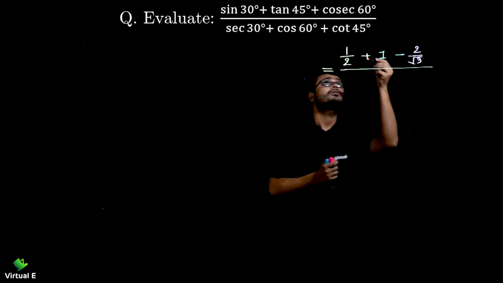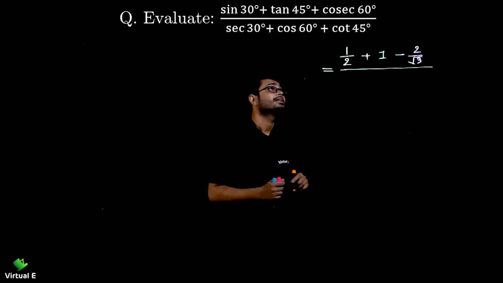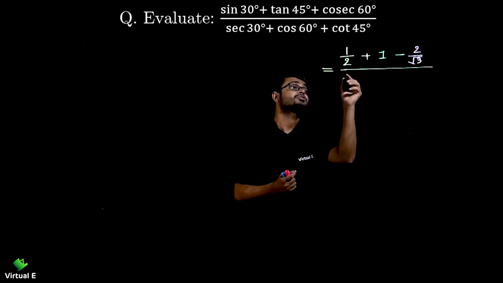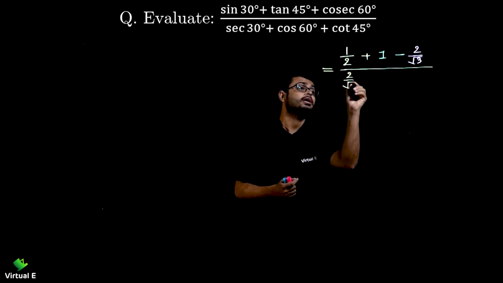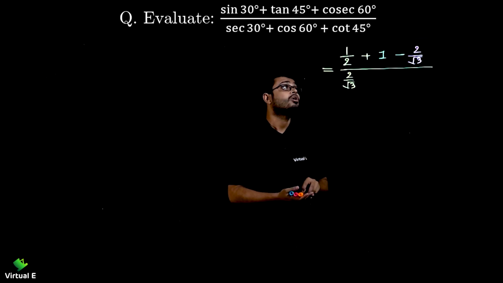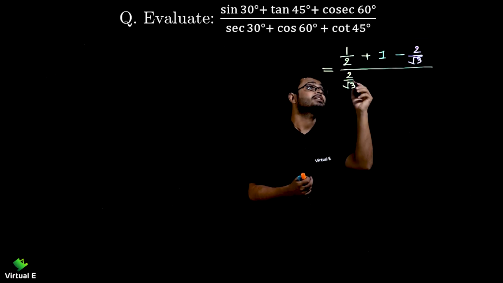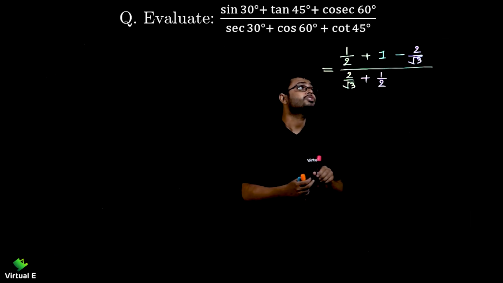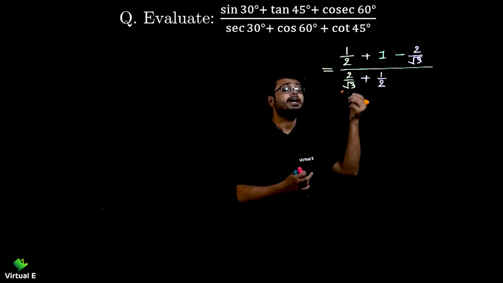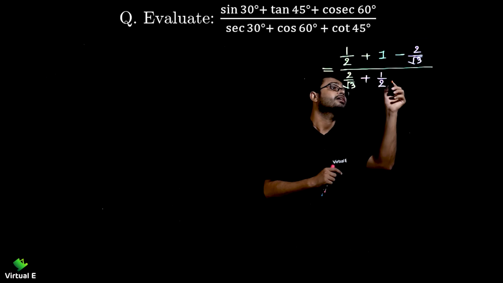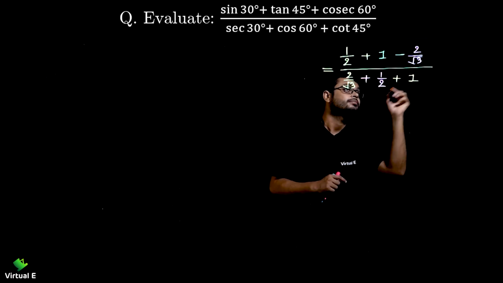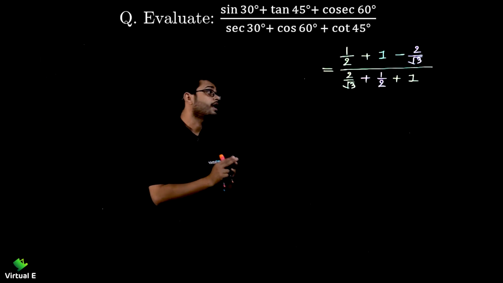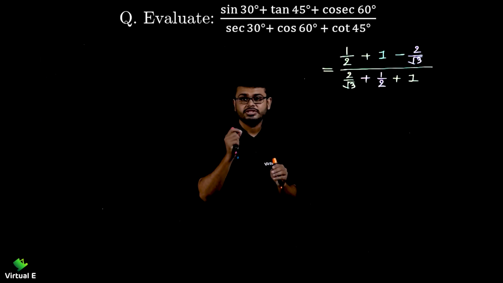Done? Now let's substitute values into the denominator. That is sec 30 degree. So sec 30 value is 2 by root 3. Then plus cos 60 degree. Cos 60 degree is 1 by 2. Then plus cot 45. Tan 45 and cot 45, both values are 1. Remember, plus 1 here. So we have substituted all three values. Simple. Now there is a fraction and we need to simplify it.